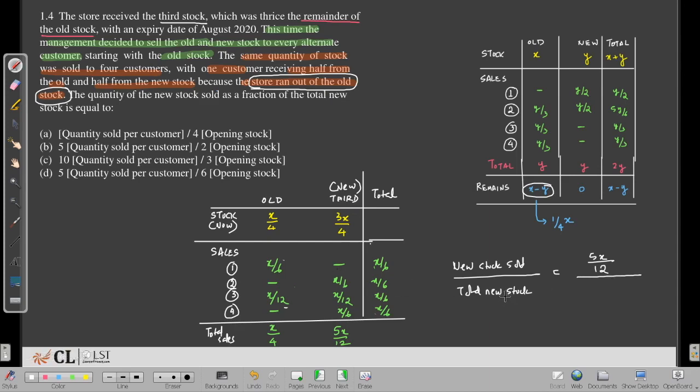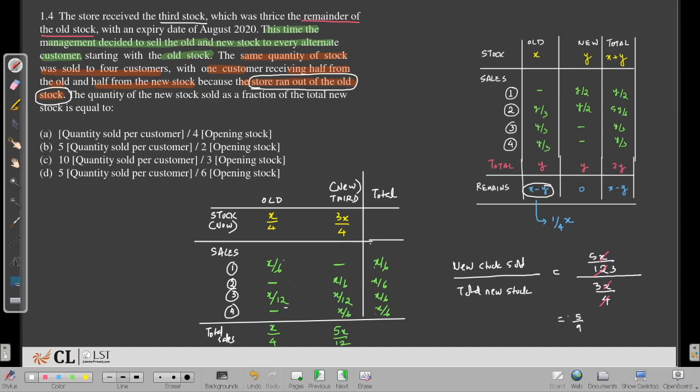Divided by the total new stock, which would be equal to 3X divided by 4. And then if we cancel stuff out, we can cancel this X out, and cancel this 4, and this turns out to be 3. This essentially becomes 5 by 3 divided by 3, or 5 by 3 into 1 by 3, which will be equal to 5 by 9. This actual answer is 5 by 9.